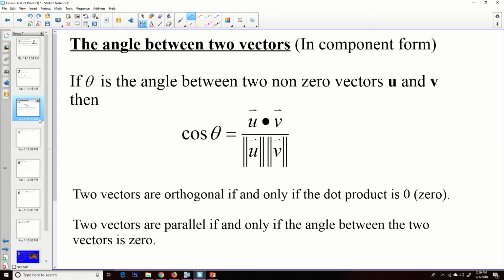Now, two vectors are orthogonal, and orthogonal means perpendicular to each other, if the dot product is 0. The reason is that when I take the arc cosine of 0, I'm going to get 90 degrees for theta. And then two vectors are parallel if and only if the angle between the two vectors is 0, meaning that they are going in the same direction. They don't have any difference.